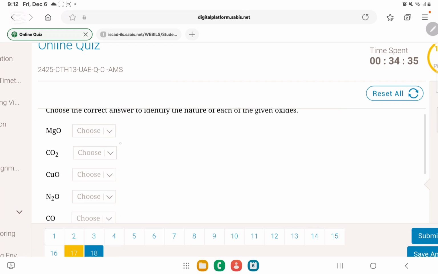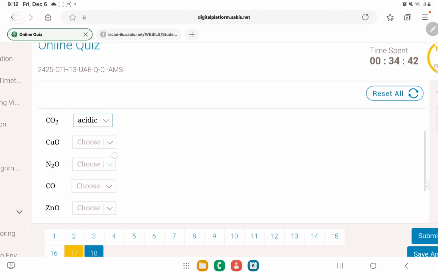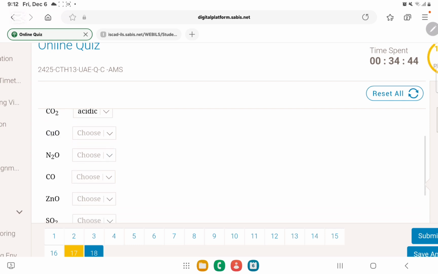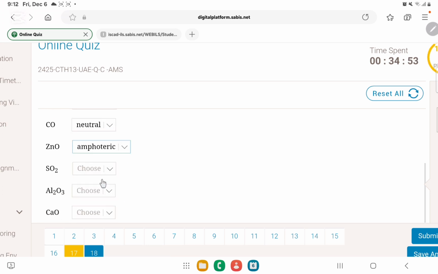So Mg is a metal, metal plus oxygen, basic. This one's acid, since it's non-metal and oxygen. This one's metal plus oxygen, so basic. N2O is neutral. ZnO is amphoteric. S is a non-metal, so acidic. Al2O3 is amphoteric, and Ca is a metal, so metal plus oxygen is basic.